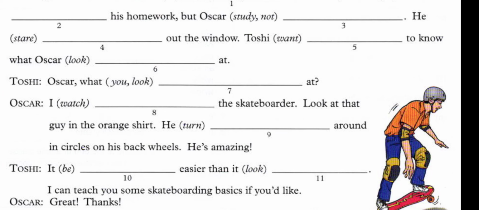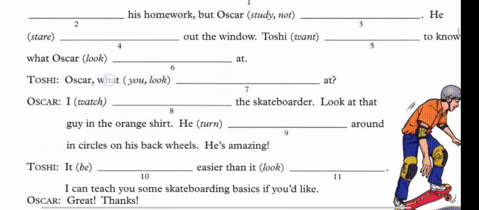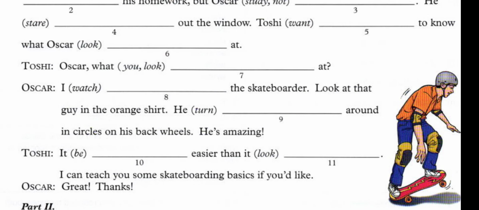Number 7, Oscar, what do you look at? So here, as you see, the sentence starts with a name of someone called Oscar. Whenever you read a sentence that starts with a name followed by a comma, or sometimes an exclamation mark, it means that there are two people talking to each other. Now, Tushi is talking to Oscar at the moment of speaking. So here it means that it should be present continuous: Oscar, what are you looking at?